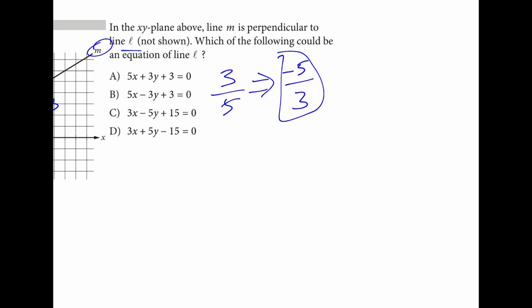So I'm going to look at my answer choices, solve them for y, and find out which one has an x value, or a slope, of negative 5/3. So subtract 5x from both sides and divide by 3. And there's negative 5 divided by 3. That's a strong contender. If you try to do that to all the others, none will give you that correct coefficient, negative 5/3.